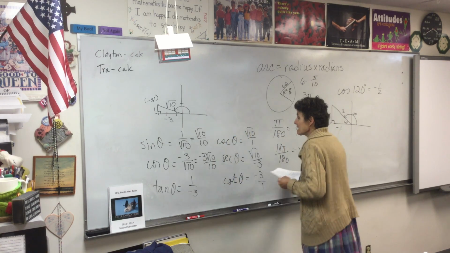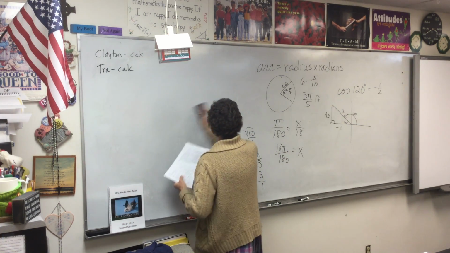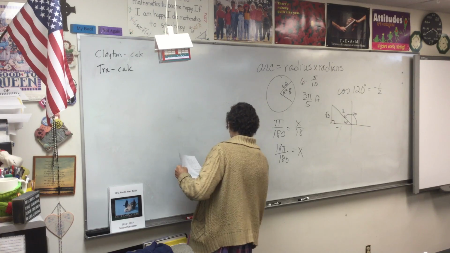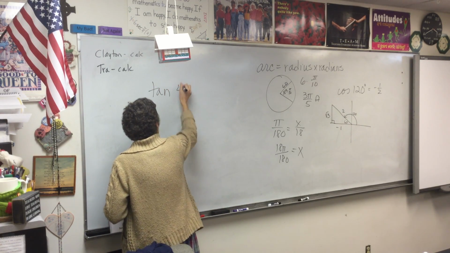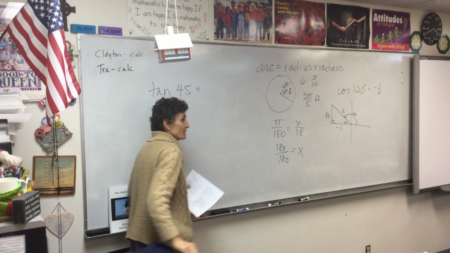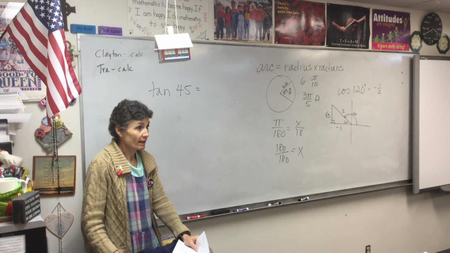Now we're going to find the tangent of pi over 4. All right, I think you can do that. What's the tangent of pi over 4? Oh, first of all, what's pi over 4? 45. We know it's 45 because pi is 180, and 180 divided by 4 is 45.